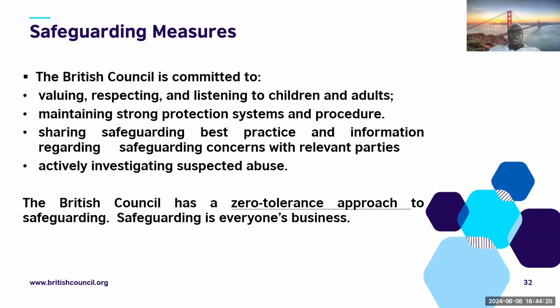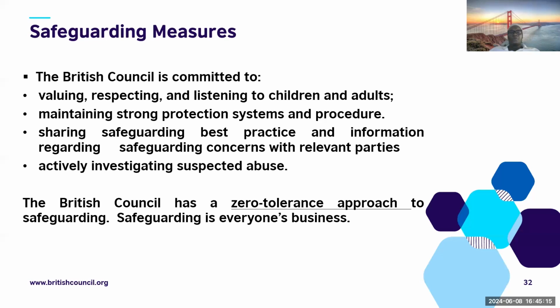At the British Council, we are really committed to applying safeguarding measures. For example, we value, respect, and listen to children and adults. We have a teaching center where children and adults come to us for classes in English, so we try to maintain a safe environment for the people who come to us. We also have lots of measures to protect them, and we share safeguarding best practices and information, whether online or face to face. We also intervene when we suspect any case of abuse in the center, or in any events in and out of our center in Dakar.